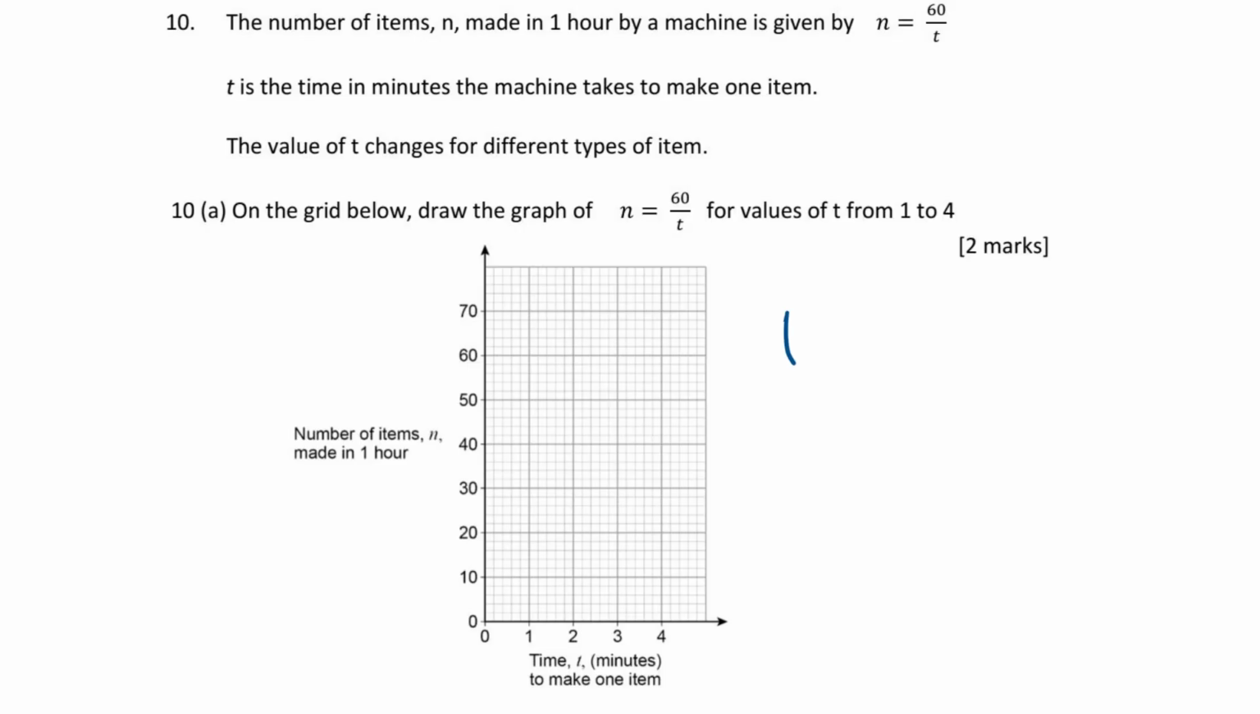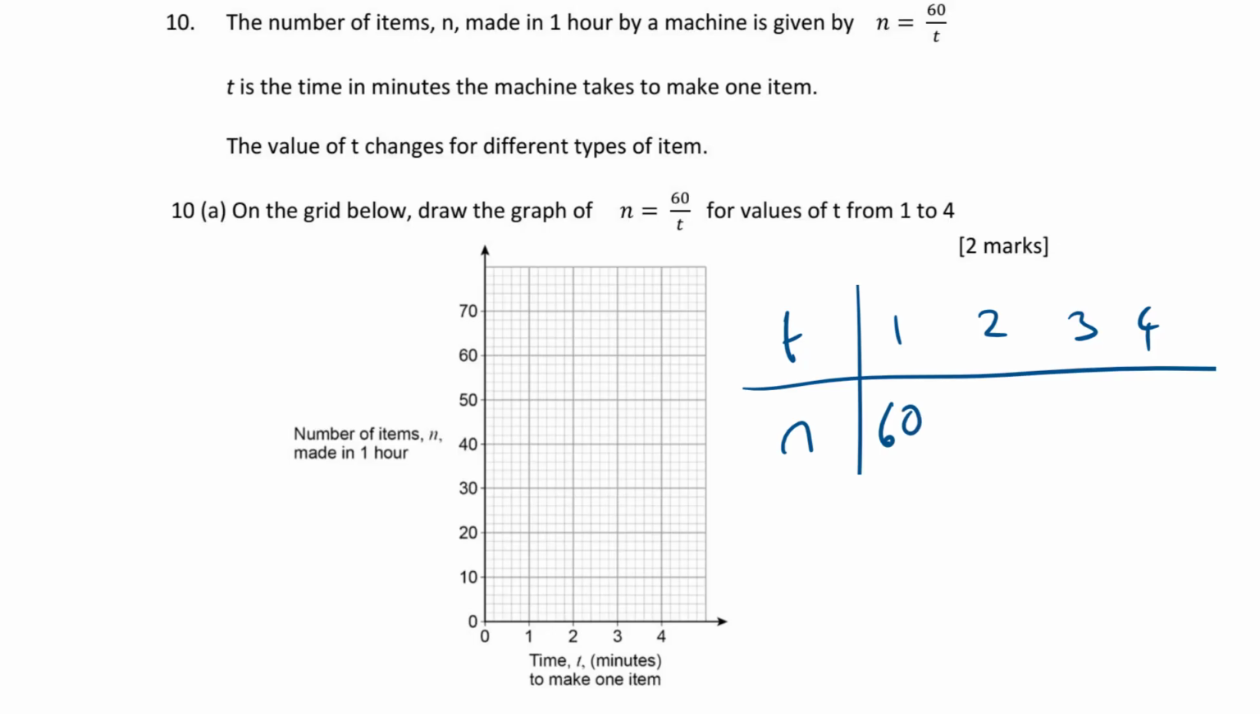For t equals 1, 2, 3, and 4, and the corresponding values of n. Now note that t can't be 0 because then you'll have division by 0, which is a bit of a no-no. So let's start with t is equal to 1. N is equal to 60 divided by t. 60 divided by 1 is 60. If t is 2, then 60 divided by 2 is 30. We're halving each time, aren't we? So t is 3. 60 divided by 3 is 20. And t is 4. 60 divided by 4 is 15.